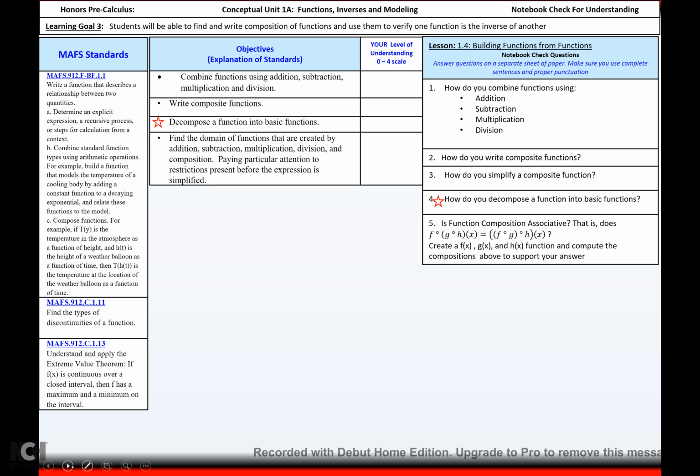Alright, so how do you decompose a function? Well, whatever is in parentheses or replacing just plain x is your g function, and basically the mother function of that function is your f function. Okay, so put that into a complete sentence.